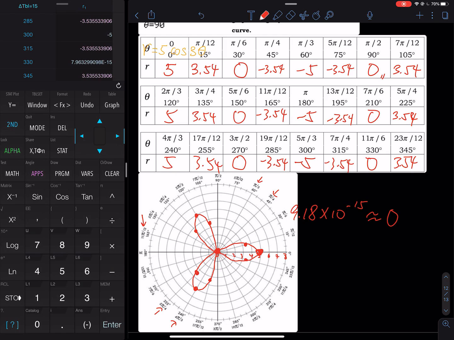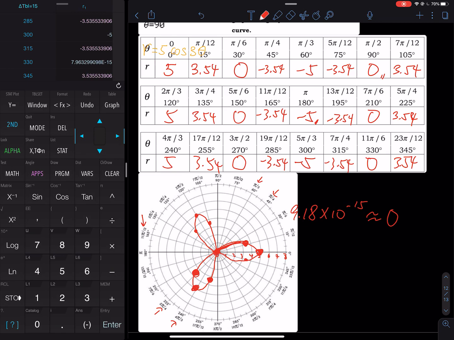180 degrees. So we just finished 180 degrees. And then right here, and then the next one is 195 degrees, and then we have negative 3. So we have negative 3, then we go back to this point, and then the 210, we have a 0, so we go back to this point, and then the 225, we have 3.54, so we go to this point, and then the 240 is 5, we are at this point, 255, this point, 270 is equal to 0.